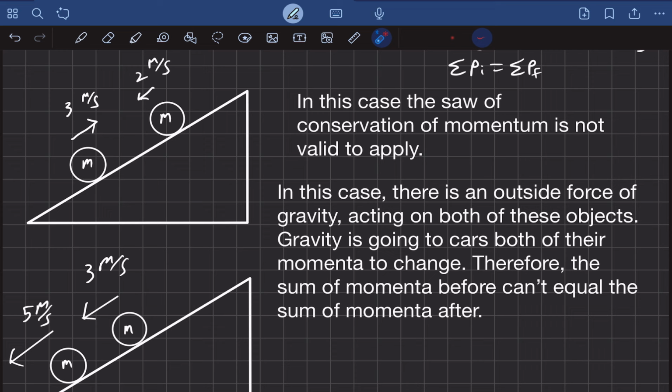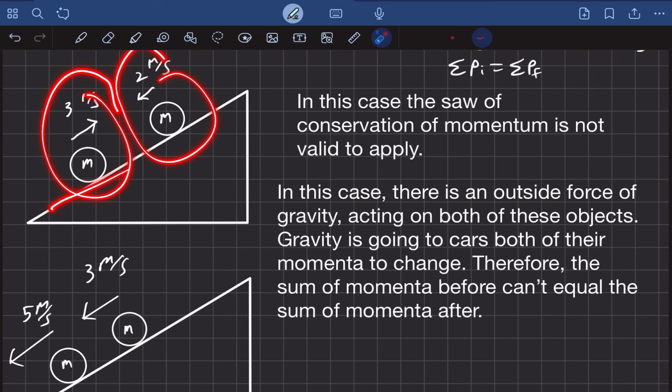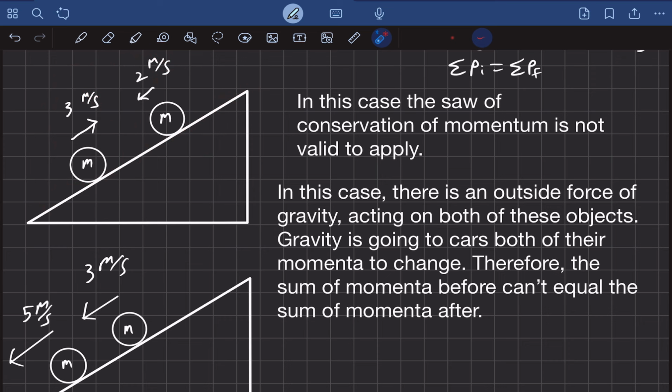Let's take a look at a case where conservation of momentum is not valid to apply. This is where conservation of momentum would not help us solve for any of the variables in this physics problem. Here's the situation. We've got two objects, and they're both on a ramp. One object is going up the ramp at 3 meters a second. Another object is going down the ramp at 2 meters a second. And this ramp is on Earth.